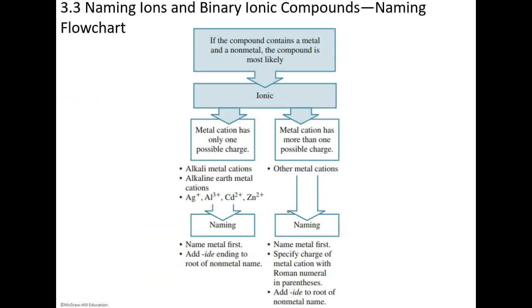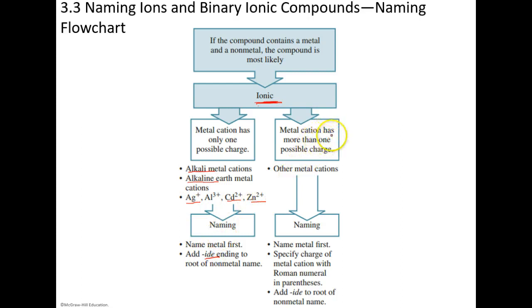So here's kind of a flow chart that helps you along the way. All right, if the compound contains a metal and a non-metal, it is ionic. So you have to use the ionic rules. Metal cation has only one possible charge. All right, that's if it's a main group element, so it's an alkali metal or alkaline metal, or it's one of the silvers, cadmium, or zinc, all right, or aluminum or boron, and you name it with -ide.